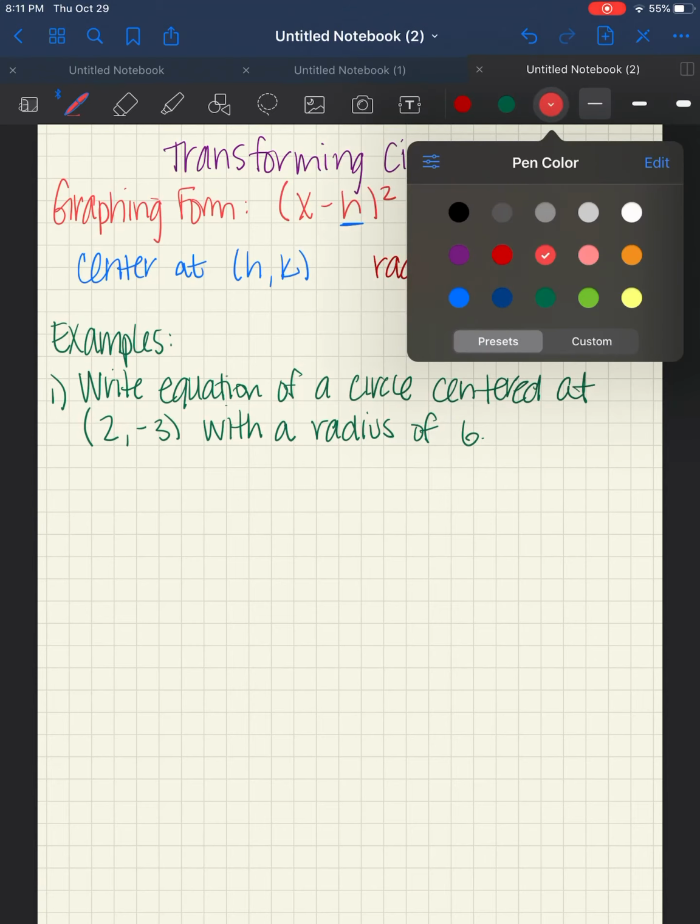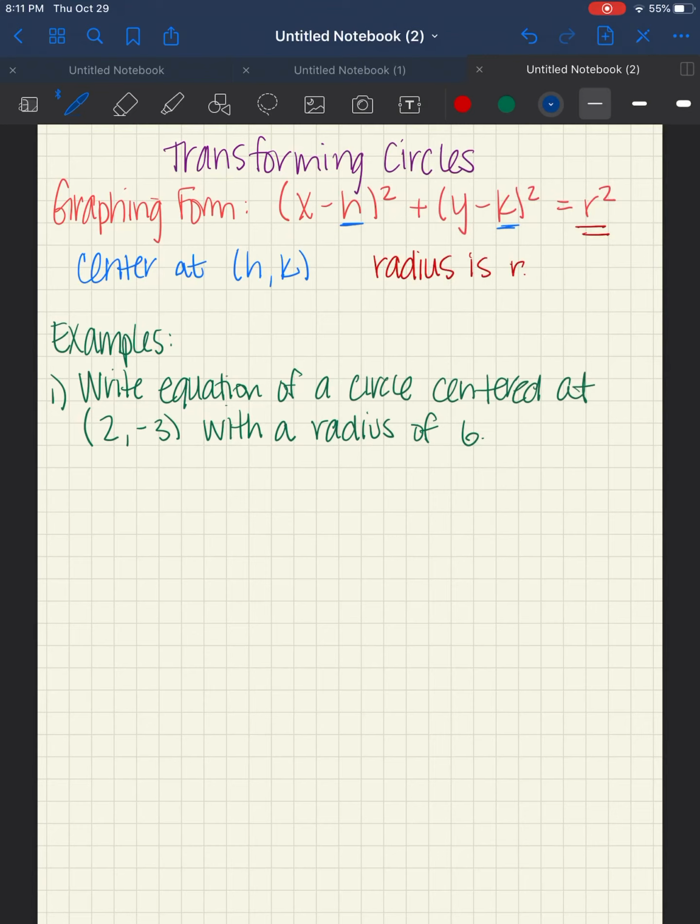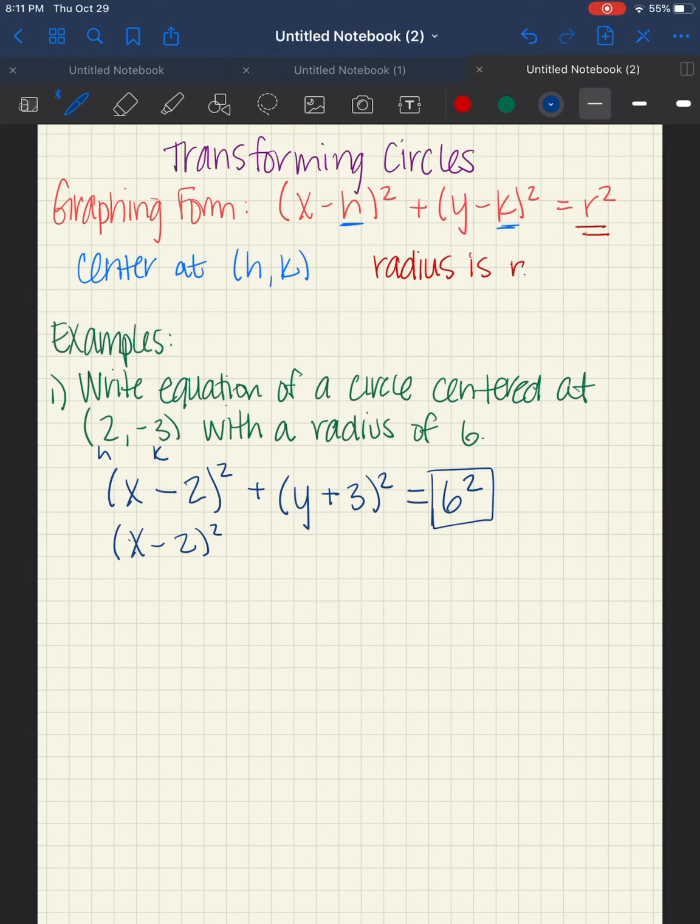Okay, so for our example here, we're going to plug it in our graphing form. So we're going to have x minus, and then 2 is going to be our h value. Then we're going to square that, plus y. Our k value is -3, so we're going to subtract a -3, which turns it into a plus sign, equals, and then we have r squared, so we have 6 squared. And then to finish, we need to figure out what is 6 squared. So our equation in graphing form, like the final answer, is x minus 2 squared plus y plus 3 squared equals 36.